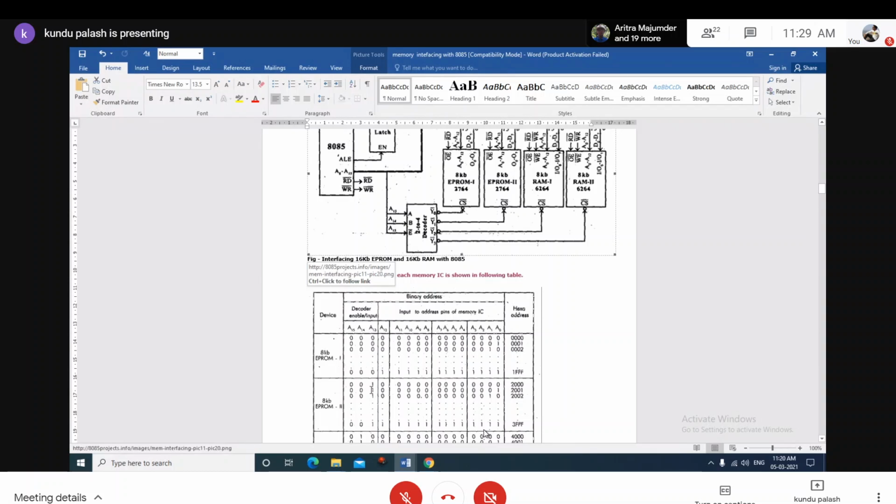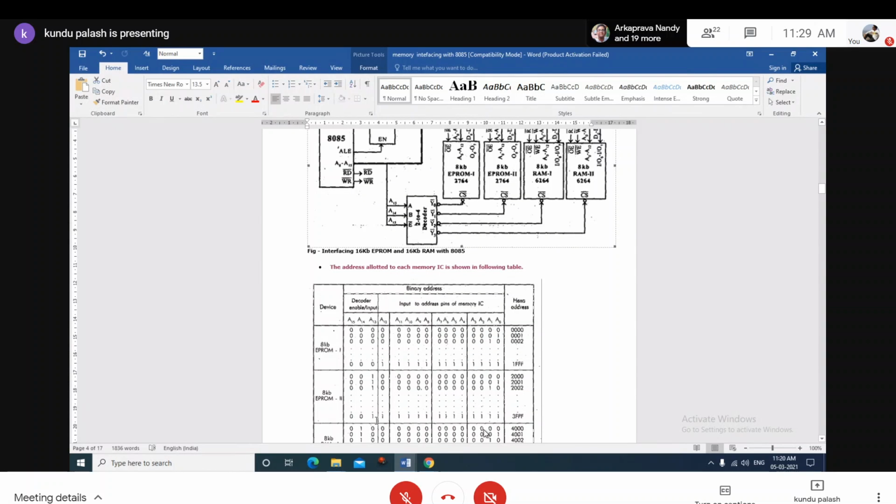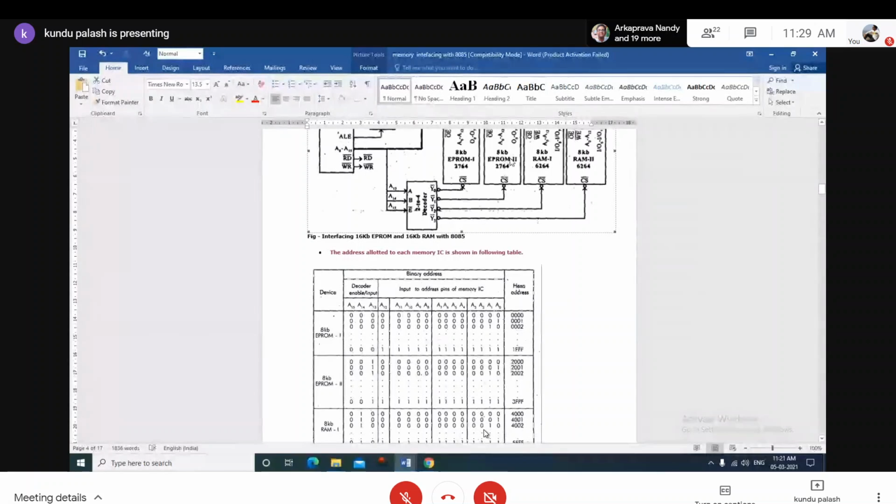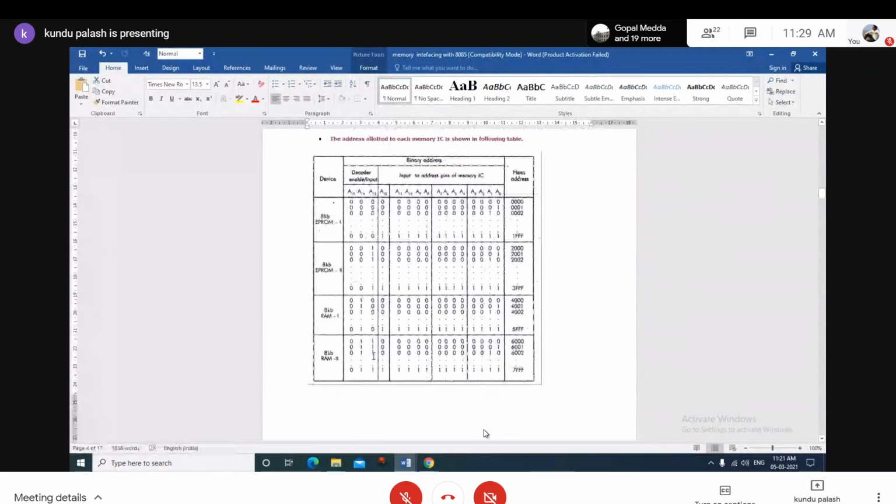When only the A13 line is 1, we can see another 8 kilobyte, designated as the EEPROM 2 block, will be selected. So other output lines will be inactive, only the Y1 bar line will be active low. Likewise, depending on the information over the most significant 3 lines, when A15 will be low, A13 and A14 will be high, then the last block, that is the RAM2 block, will be selected.